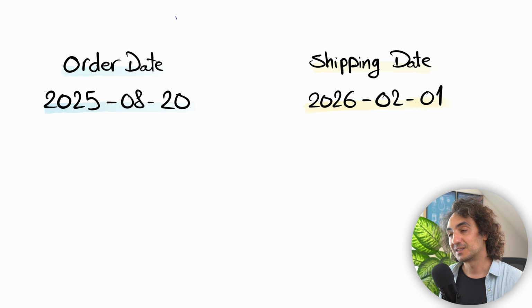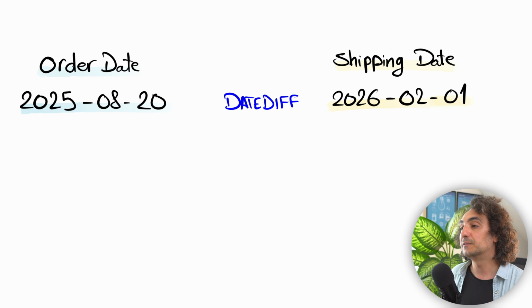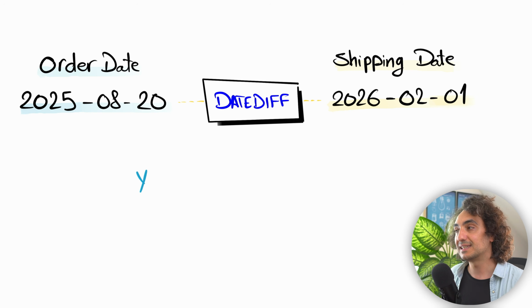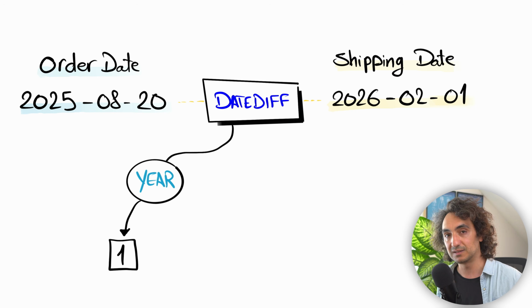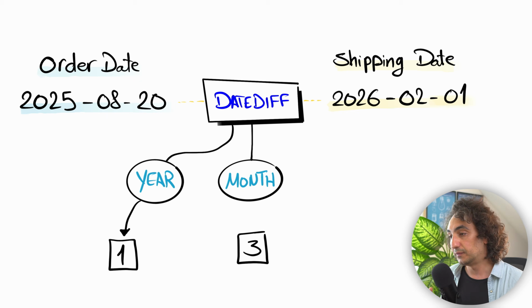Now we might ask the question, how many years have passed between the order date and the shipping date? So in order to answer this question, we can use the function DATEDIFF, and we can define the part here. If you do it like this, SQL gonna subtract those two dates and it's gonna return 1. So the date difference between those two dates is exactly 1 year. But now if the question is how many months are between the order date and the shipping dates, so here again we can go and use the DATEDIFF between the order date and the shipping date, but we use the part month. If you do it like this, in the output you will get 3 months.